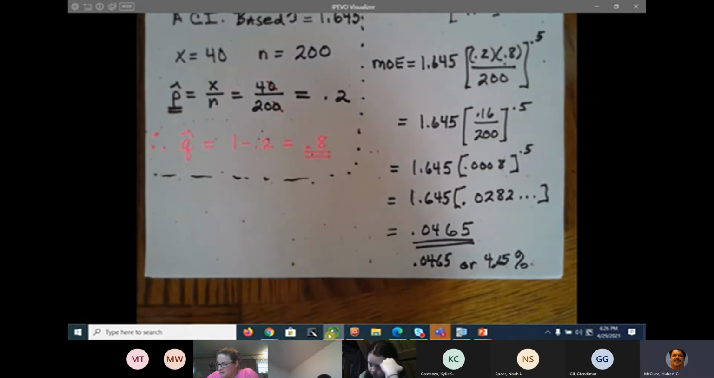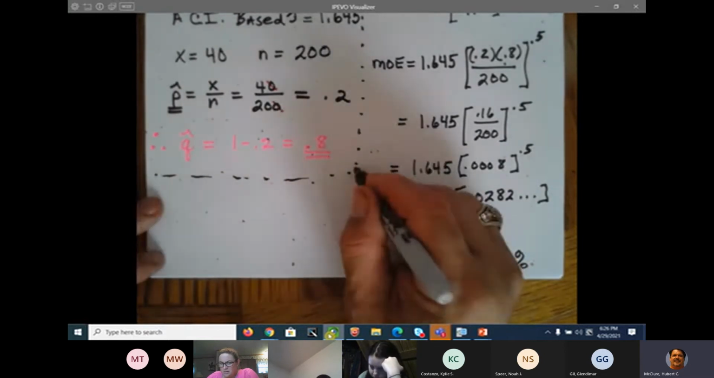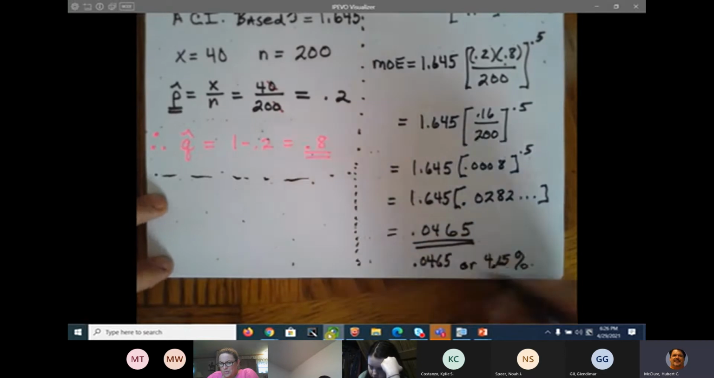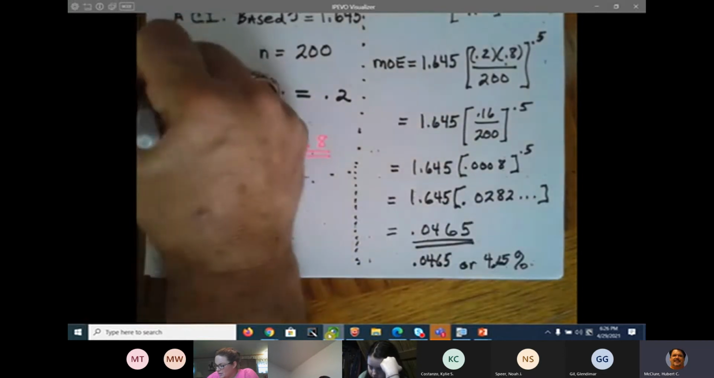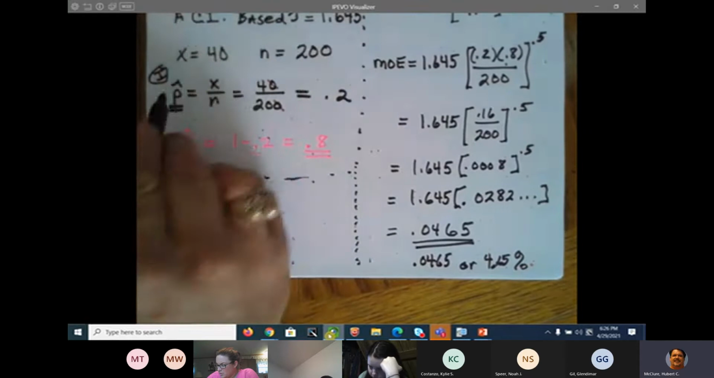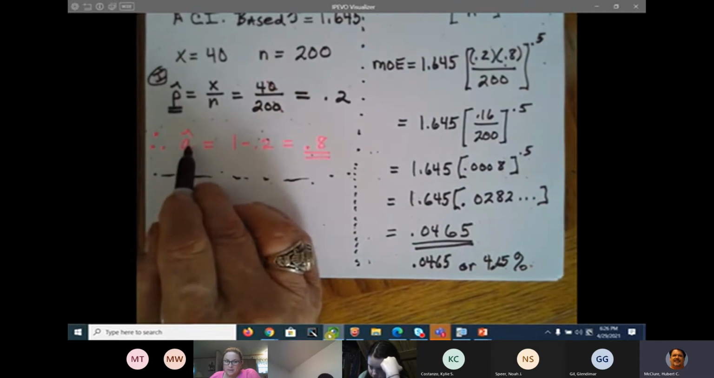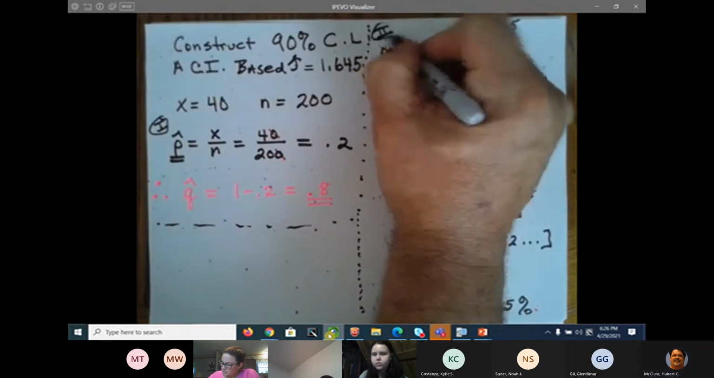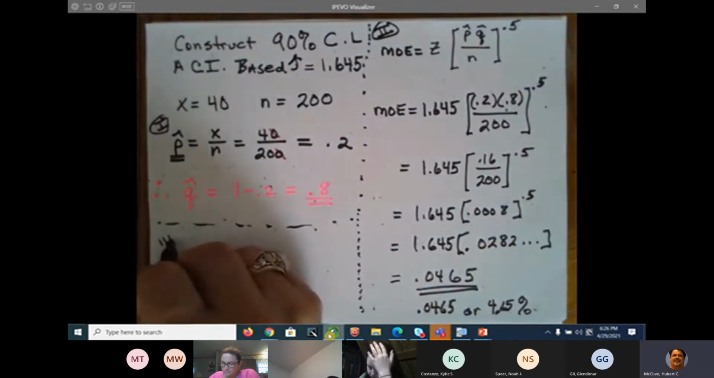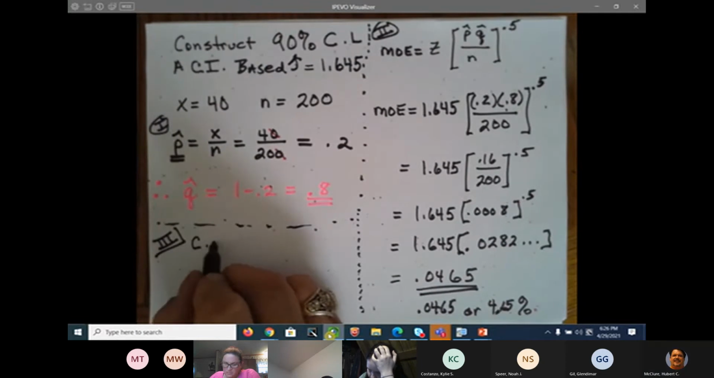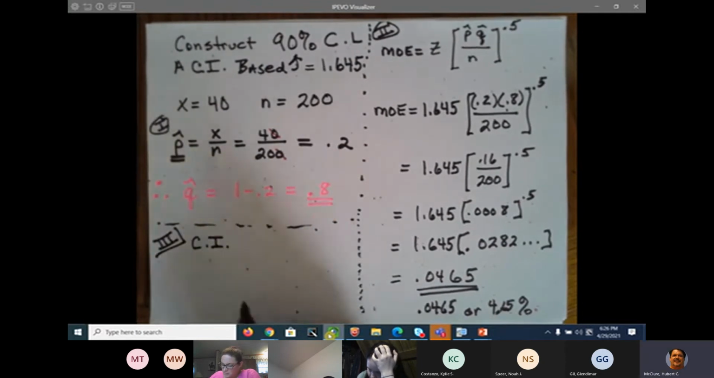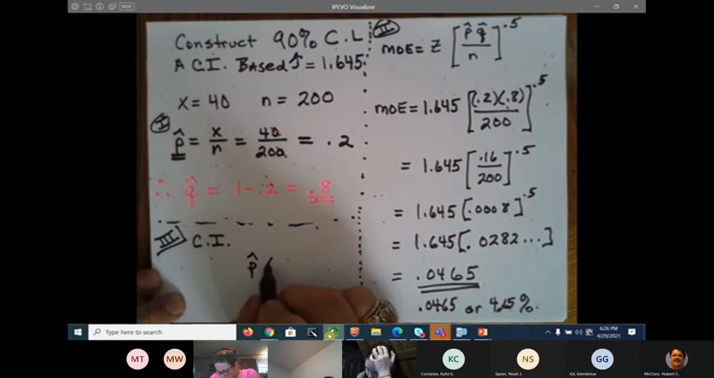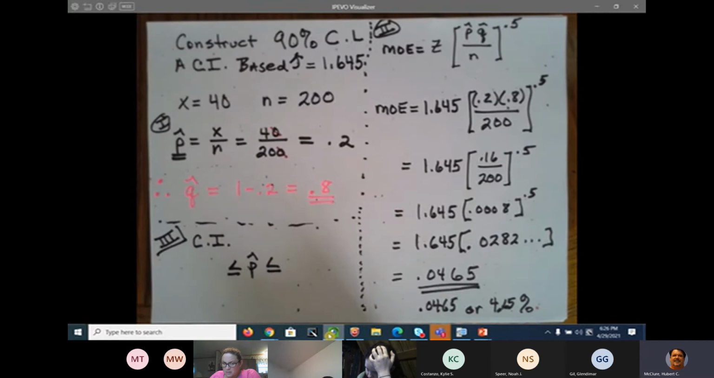Now we're going to set up our confidence interval. This is part 1: I found P hat and Q hat. This is part 2: find your margin of error. Part 3 is the easy part, just setting up your confidence interval. P hat will be in the middle. You don't put a number for P hat, you just put P hat.